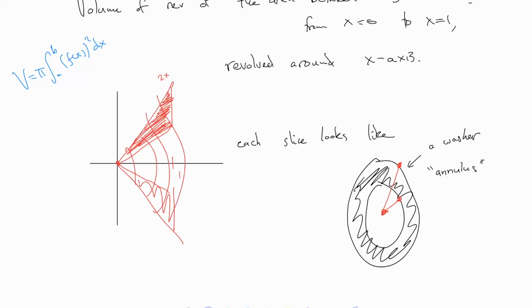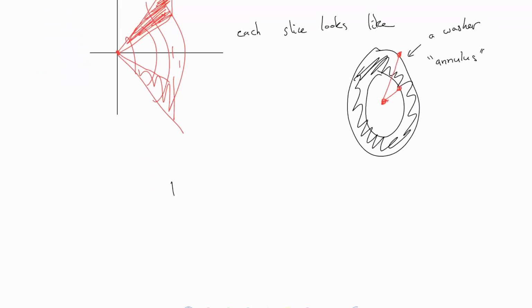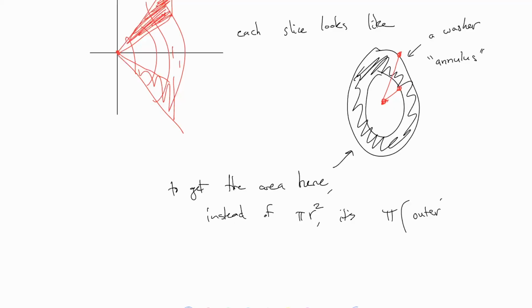And how do you find the area of an annulus, the area of a washer type shape like this? I would find the area of the entire circle and then subtract away the area of the inner circle, right? That gives you the area of this ring type shape. So to get the area of this, instead of just pi r squared, I would write it this way: pi times the outer radius squared minus the inner radius squared.